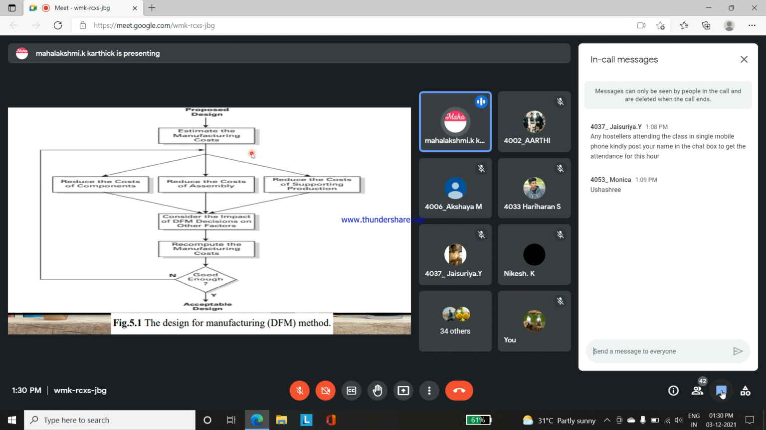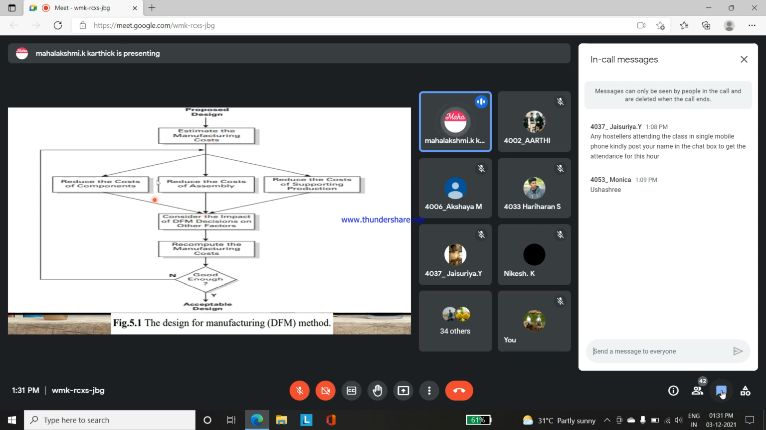So at the beginning we find out some inputs, some outputs, and totally sum them to find out the manufacturing cost. After estimating the manufacturing cost, the step 2 process is to reduce the cost of components. Step 3 is to reduce the cost of assembly. Step 4 is to reduce the cost of supporting production. After performing all 4 steps, we will also consider the impact of DFM decisions on some other factors. Step 5.